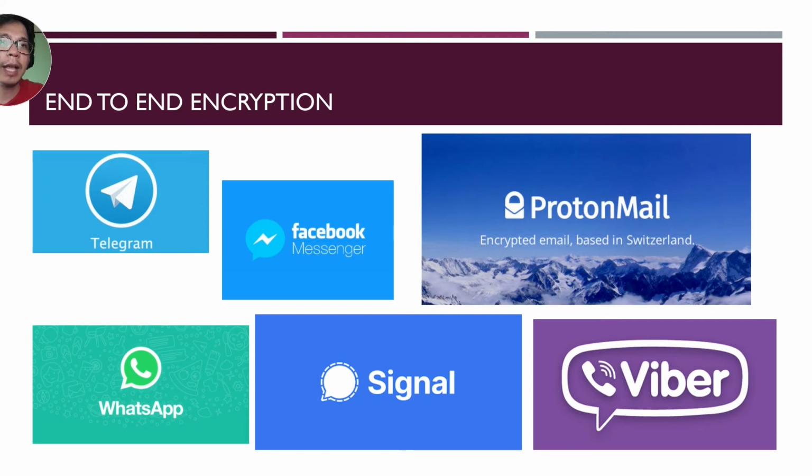Next, we have Signal, Viber, and WhatsApp. Probably we're familiar with Viber and WhatsApp, and now with Signal, which is also open source, same as Telegram. The good thing about this is that it encrypts video messaging aside from just text messages. And again, the difference with Viber is that Viber is closed source. They don't have the source that can be seen or checked by users.